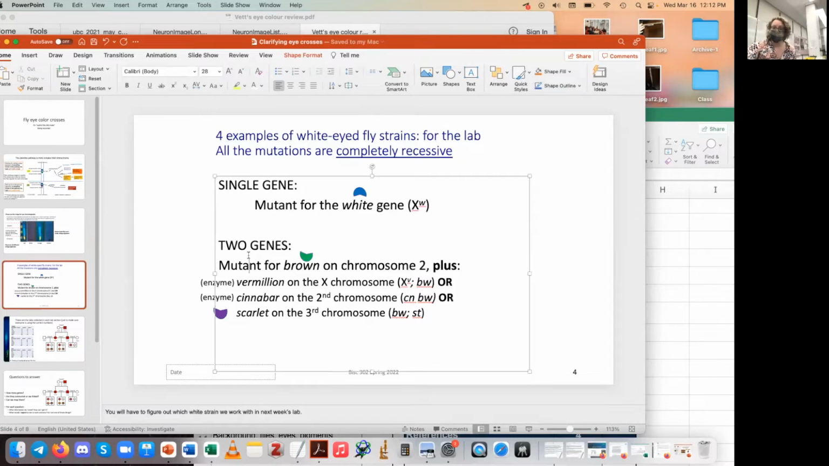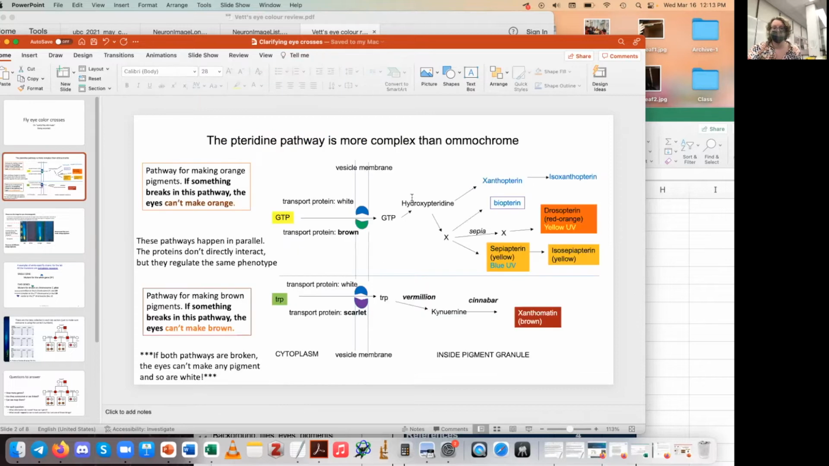And she spelled that out for us, right? The single gene option is that it's mutant for white. But the 2 gene option means that it's definitely mutant for brown, which is on chromosome 2. Plus, it's also mutant for a second gene, one of these 3 options. And these vermilion, cinnabar, and scarlet are these guys, all of those parallel genes that are the different components of the pathway. Scarlet is required to transport the bits to the eye, and vermilion and cinnabar are necessary to synthesize the pigment.